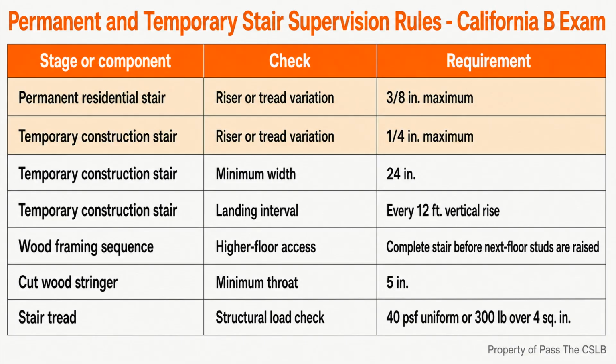The central idea is not a pile of unrelated numbers. Each number answers a different field question. What geometry controls the steps? How uniform is the flight? Is the user holding a handrail, being protected by a guard, or both? Is the stair permanent or temporary? Did finished materials preserve the planned rise? Once those questions stay separate, the numbers become much easier to retrieve.